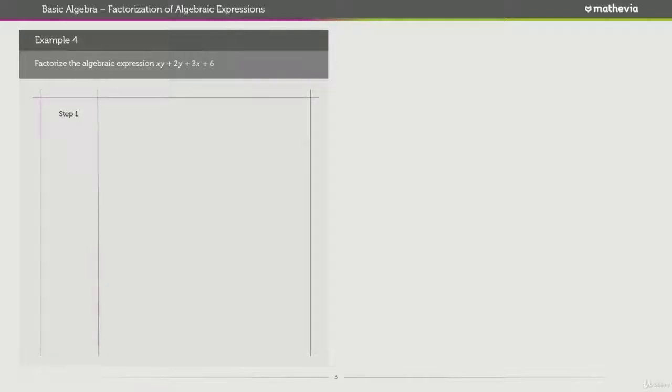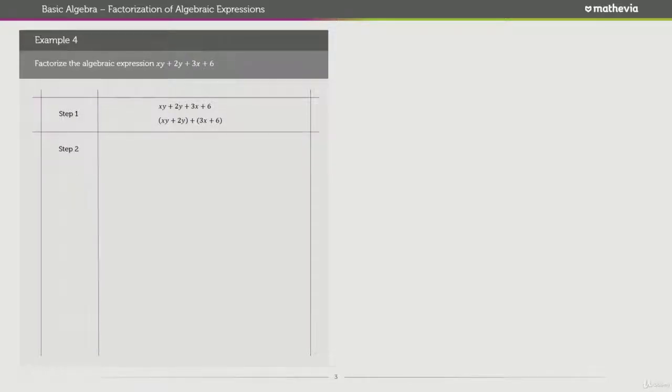Now I'm going to introduce you to something called factorization by grouping. If you look at the terms, you have xy, 2y, 3x, and 6. I can group these terms. xy and 2y have a common factor, y, and 3x and 6 have a common factor, 3. Because there isn't a single factor that would divide all four terms, I group them in twos, and each group has a common factor.